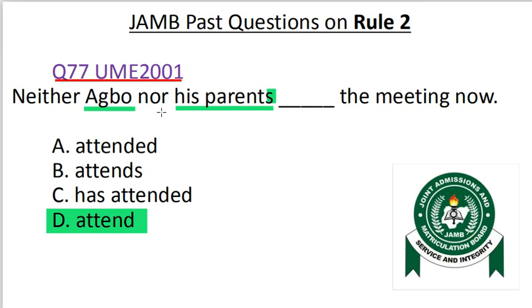Now let's look at option A. Option A could have been correct if there was no adverb of time at the end of the sentence. And that adverb of time is now. Now shows that it is present tense, not past tense. If it were in the past, attended would have been correct, and there would have been no need of considering whether the subject is plural or singular. But since it's in the present tense, the correct option is option D, attend, the plural verb. Neither Agbo nor his parents attend the meeting now. So we move to the next question.